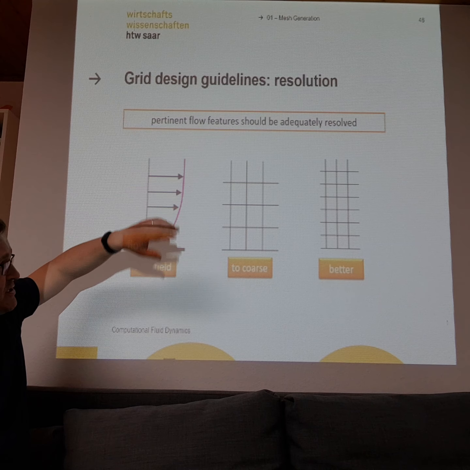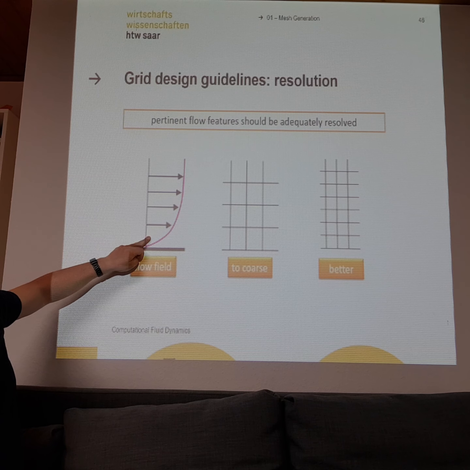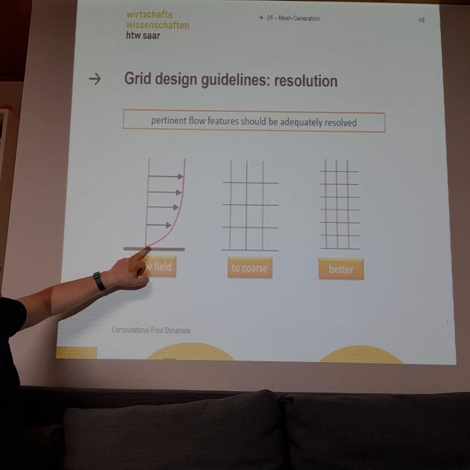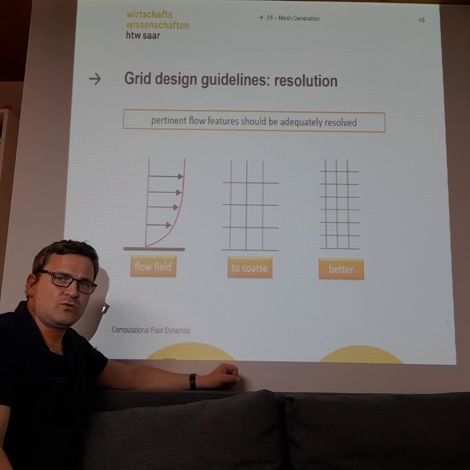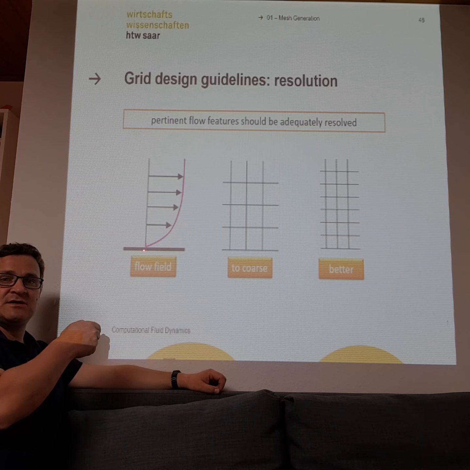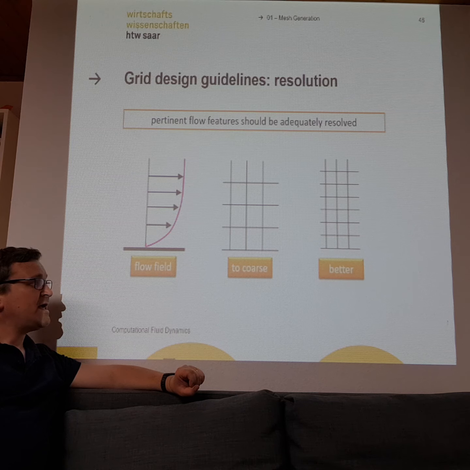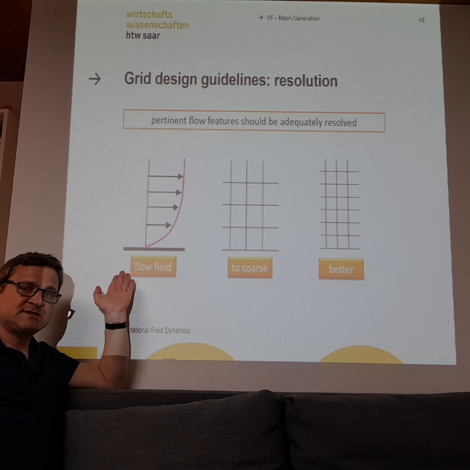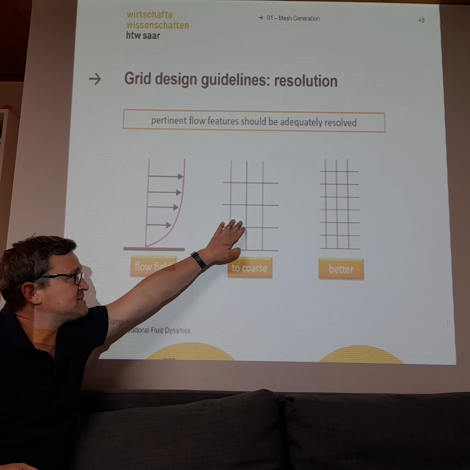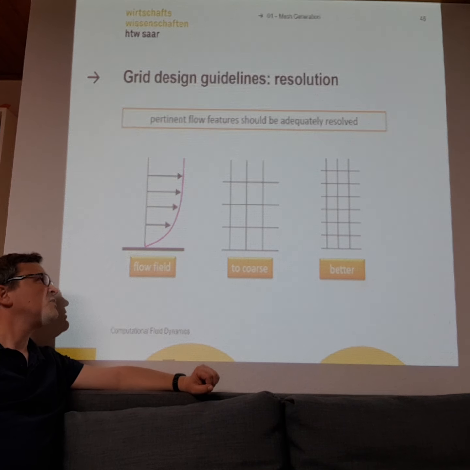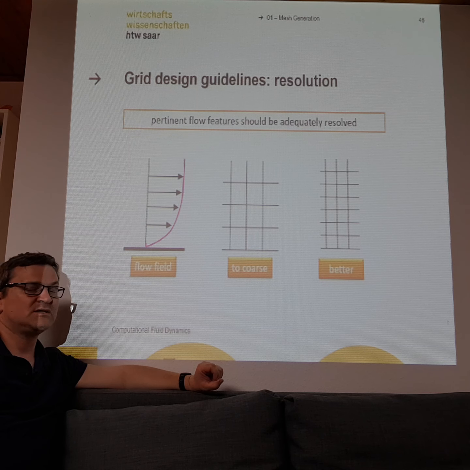We have a velocity, maybe 5 meters per second. But if we go more and more to the wall, the velocity will be slower and slower. And we have nearly 0 meters per second here at the wall. And if we want to simulate such a problem, and we use a really coarse mesh with big cells here at the walls, we will not get the resolution of this high gradient here near the wall.